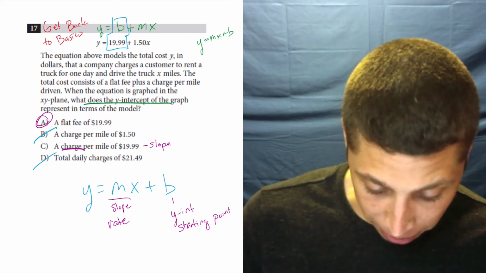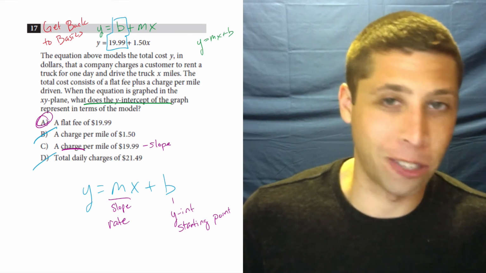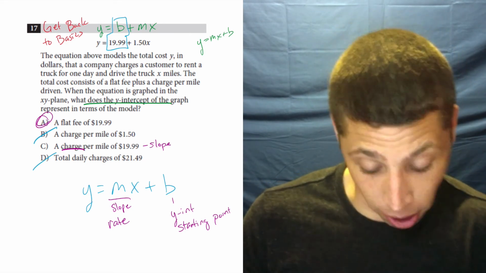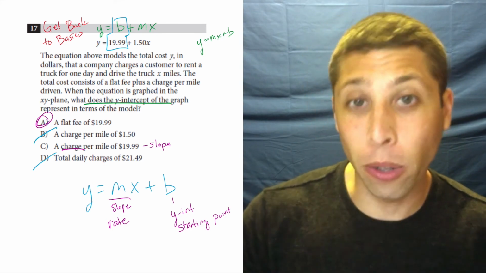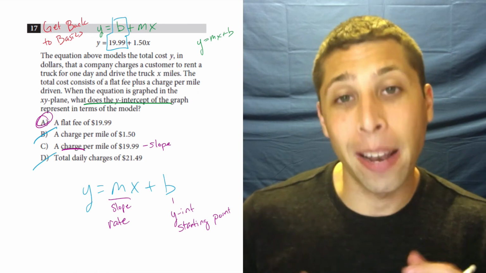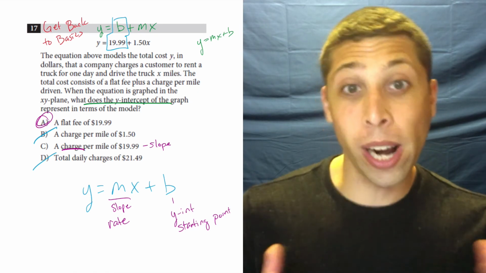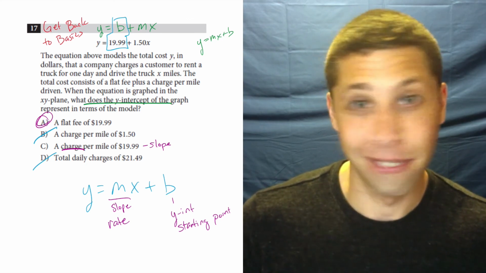I don't even know what the story's about. The truck? So here, I didn't even bother to understand the story. It doesn't matter. It's not about trucks. It's about lines. So y equals mx plus b, the most important equation on the SAT. Make sure you know it. Make sure you know what it means. And in this case, make sure that you know how to recognize it so you can get back to basics and just very quickly find this answer.